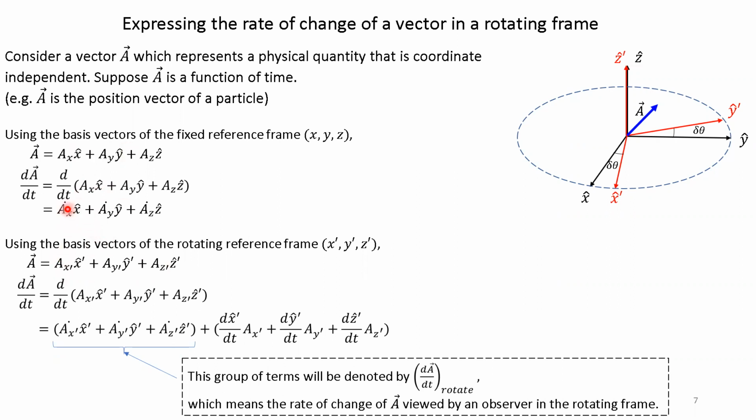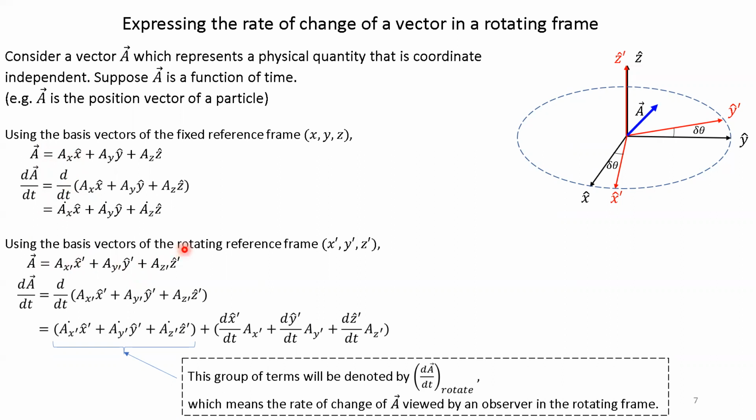Also note that A_x itself is not equal to A_x prime. The coefficients are different, and the basis vectors are different. But at the end, this whole thing is equal to this whole thing, because both of them are referring to the same vector, just expressed in different coordinate systems. Individually, A_x is not equal to A_x prime, x is not equal to x prime, and so on.